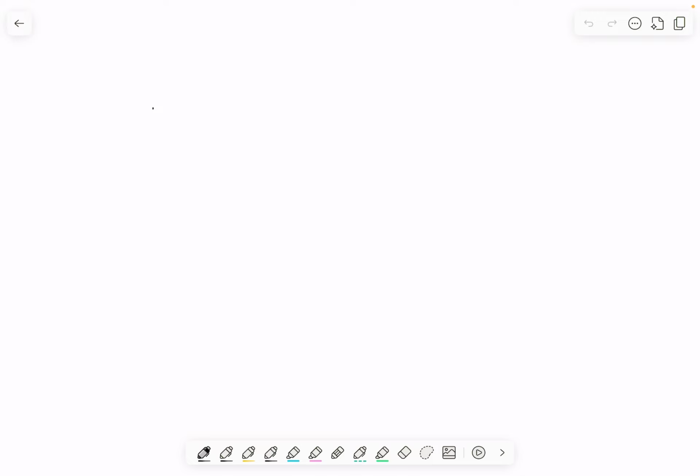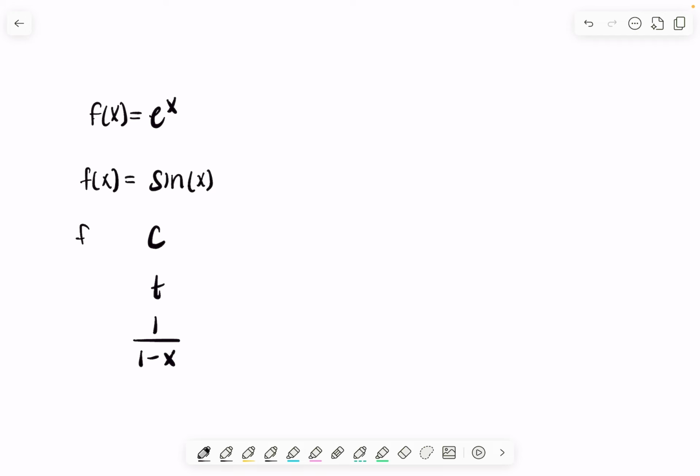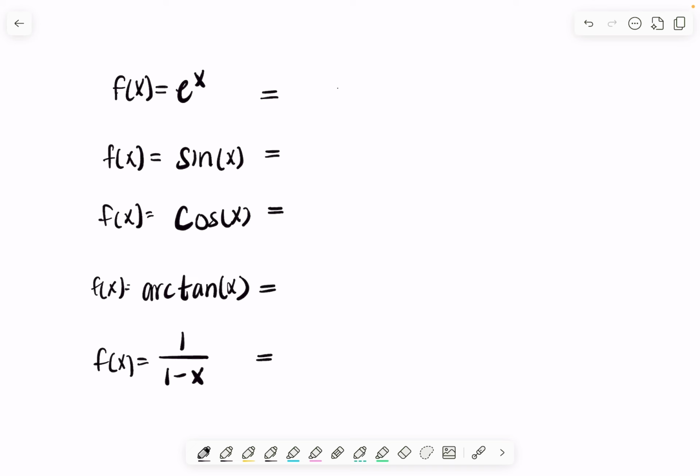Here's how to remember the Maclaurin series for the following functions. The functions are e to the x, and then, in the order that you learned your trig, sine, cosine, and tangent. And the last one is just 1 over 1 minus x. So we have f of x equals e to the x, f of x equals sine of x, f of x equals cosine of x, and then f of x equals actually arctangent of x. That's what we care about. And then f of x equals this. So what are the Maclaurin series?